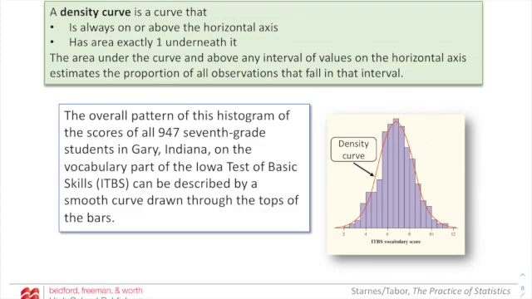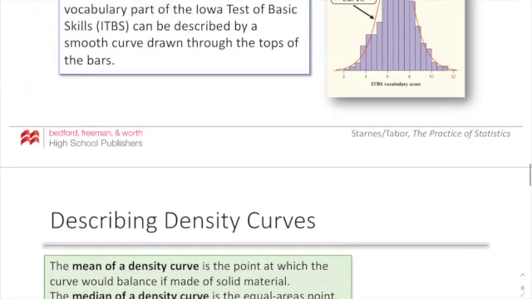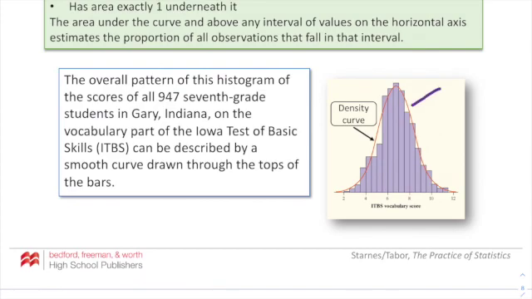So, here we have an example of one that is an actual curve and not a line. The overall pattern of this histogram of the scores of 947 7th grade students in Gary, Indiana on the vocabulary part of the Iowa Test of Basic Skills, ITBS test, can be described by a smooth curve drawn through the tops of the bars. So you see this curve doesn't go on top of every bar, it kind of goes through some of them. What you need to understand, though, is that this curve is just an ideal curve of the data.